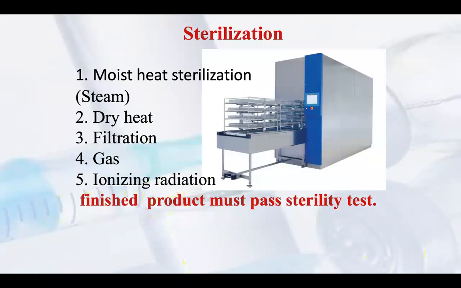After that, they go for sterilization, for removal of all types of microorganisms. The methods are moist heat sterilization with steam, dry heat, filtration, gas, and ionizing radiation. Injections must pass the sterility test and must be free from microorganisms. Whatever mode of sterilization is applied, it depends upon the nature of the product, which can tolerate that sterilization. Every injectable needs a different type of sterilization according to its requirements.